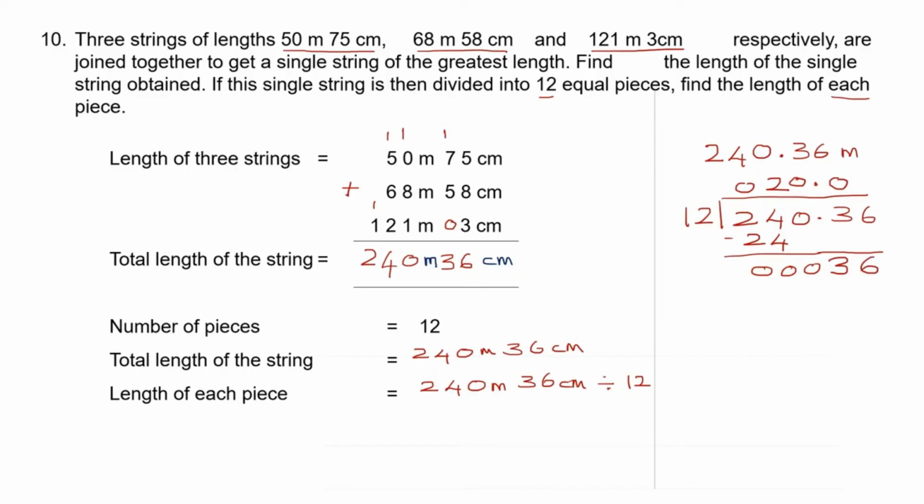Now my number is 36. Tables of 12. 12 ones are 12, 12 twos are 24, 12 threes are 36. Minus, so I've got my answer 20.03, or so I can write it as 20.03 meters, or it can be 20 meters and 3 centimeters. So I have found the length of each piece to be 20 meters and 3 centimeters.